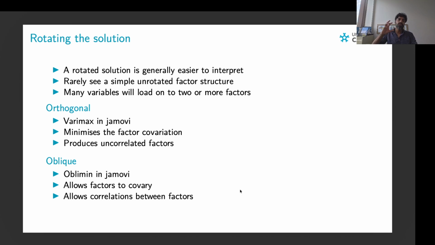Now, you can also do something called rotating the solution. A rotated solution is generally easier to interpret because you rarely actually see this unrotated factor structure that occurs. Many variables typically load onto 2 or more factors. And there's different types of rotations that can occur. And really, this is how we get the factor structure to explain the most amount of variance. That's what I want you to think of. We have the data that's there, and we're trying to account for that through the factor structure.